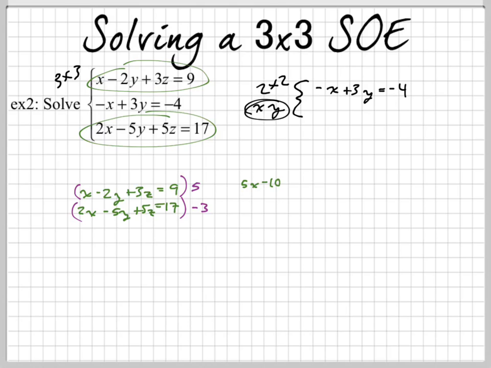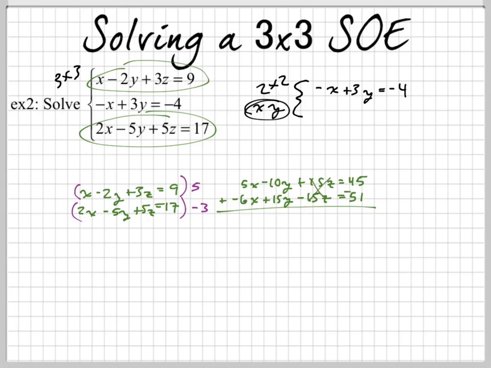5x minus 10y plus 15z equals 45. Oh, good looking out. Don't make that mistake. That's the most common mistake I get when I'm grading these things. And I made it in front of you. I was trying to be an example. -6x plus positive 15y minus 15z equals 3 times 17, which is -51. Alright, now we add up these dudes together.